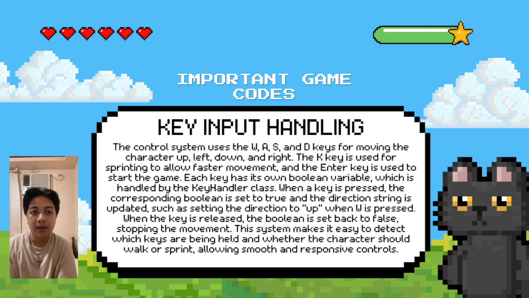When I press a key, a key handling method in Java changes the corresponding Boolean to true and updates the direction string. For example, setting the direction to up when the letter W is pressed. When I release the key, another method sets the boolean back to false, stopping the movement. This system lets me easily detect which keys are being held and whether the character should walk or sprint, making the control smooth and responsive.